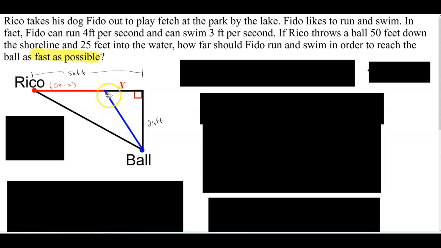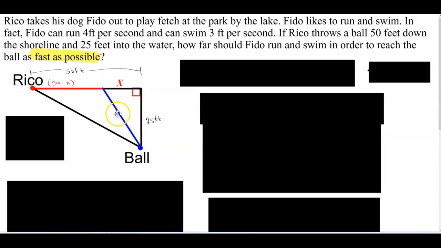The next thing we need is the length that Fido is going to actually swim. Well, notice, if this is x and this is 25, we can use Pythagorean theorem and find the expression for the hypotenuse. So we could have called this x and this 50 minus x, but that makes this algebra a little nastier when doing Pythagorean theorem.